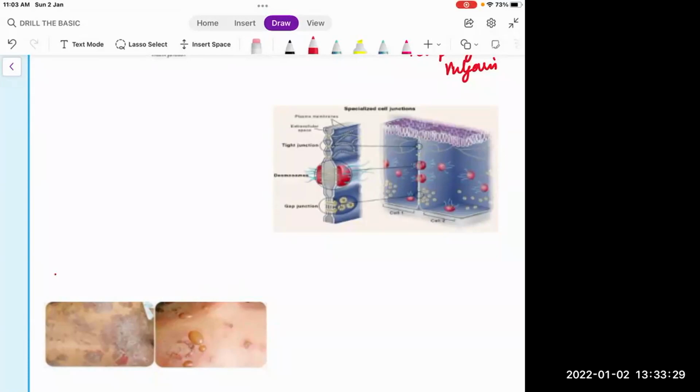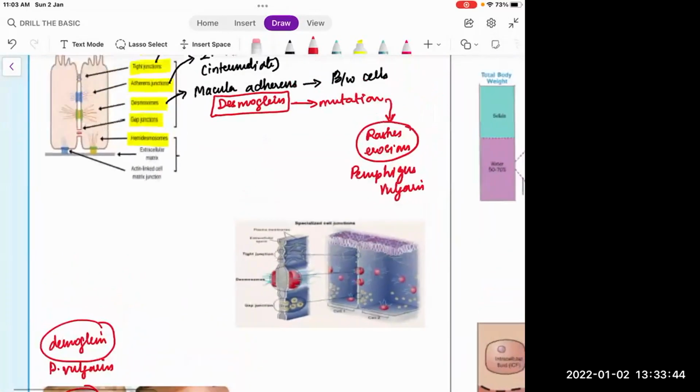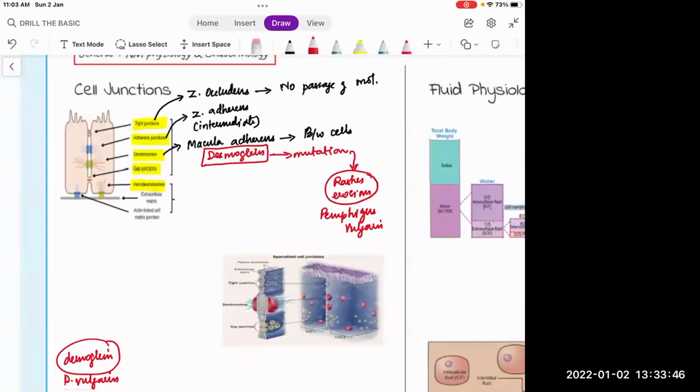So this is pemphigus vulgaris, because it has produced all the erosions and the rashes all over the skin. So this is because of the mutation of desmoglein protein. Okay, so that is one of the important features you have to remember in case of this desmoglein.